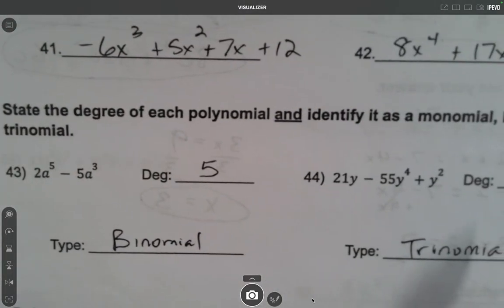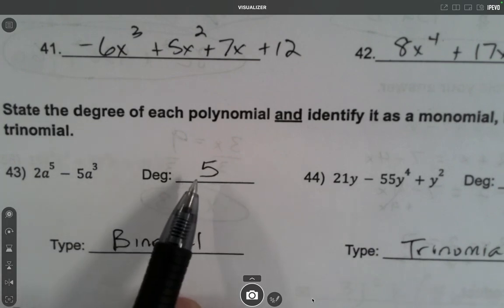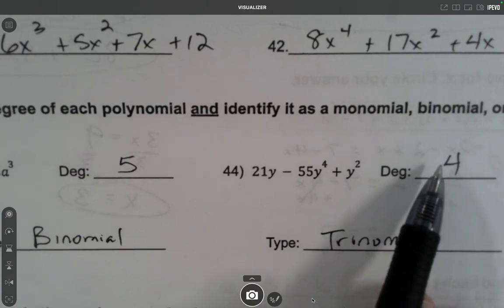The degree of a polynomial is its biggest exponent. So you don't have to rewrite anything or change the order, you just look, where's the biggest exponent? It's 5, so that's the degree. 44, the biggest exponent is 4, so the degree is 4.